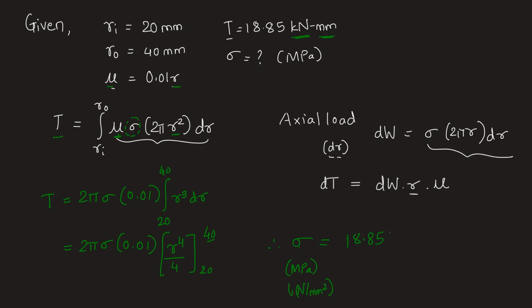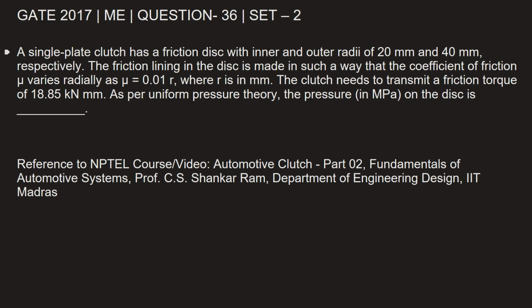Therefore, 18.85 into 10 to the power 3, this will be in Newton millimeter into 4 divided by 2 pi into 0.01 into 40 raised to 4 minus 20 raised to 4. This, when calculated in digital calculator, gives us 0.5 and the unit of sigma is MPa. Let's go back and fill in the answer. The pressure on the disc is 0.5 megapascal.